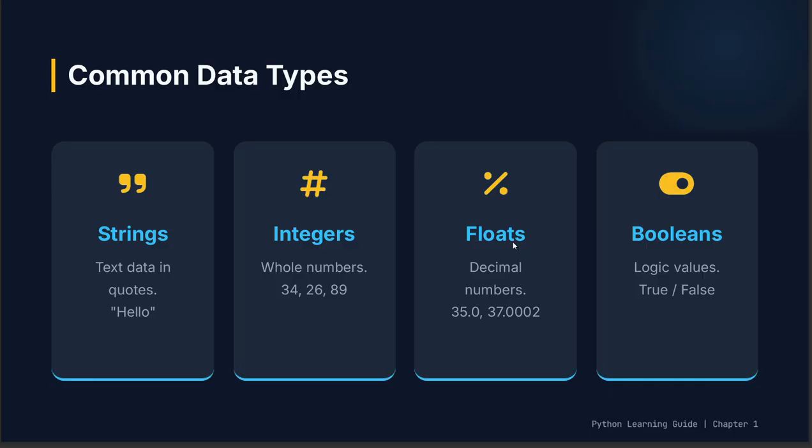And then we have floats. Float values are decimal numbers, like whole numbers with decimals. So I have 35.0, and then I also have 37.002, which is another float. And there are Boolean values, which are either true or false, that I'm going to show you in the coding part.